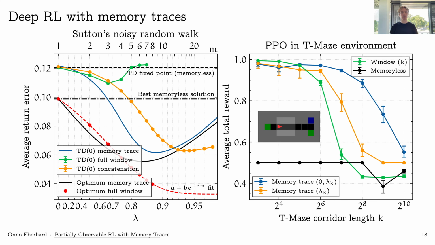Finally, we also did some experiments with PPO and with TD learning to see if memory traces are useful in practice and if they can be used as an alternative to frame stacking. And we see that in many cases, memory traces do significantly outperform frame stacking.